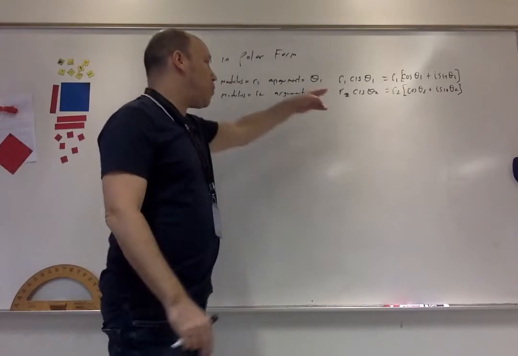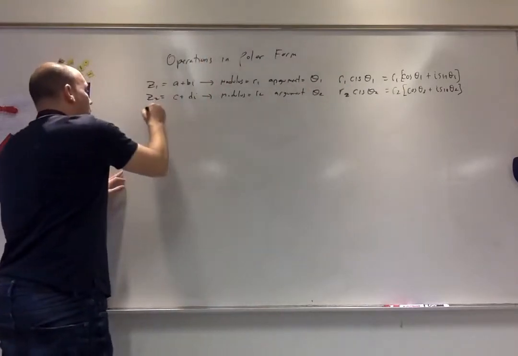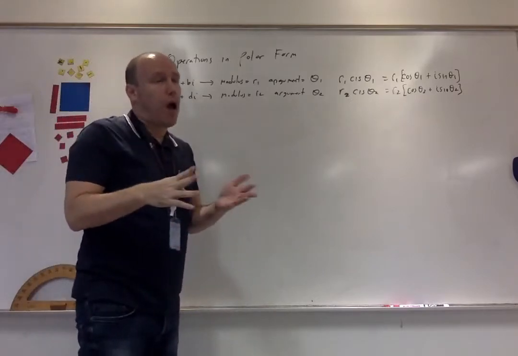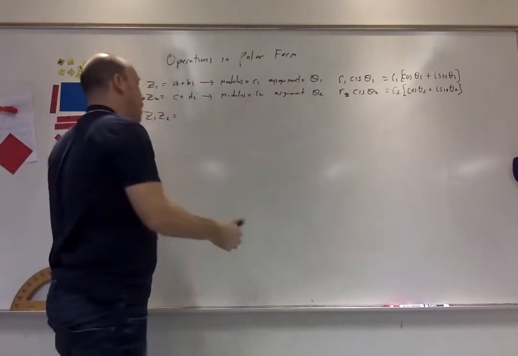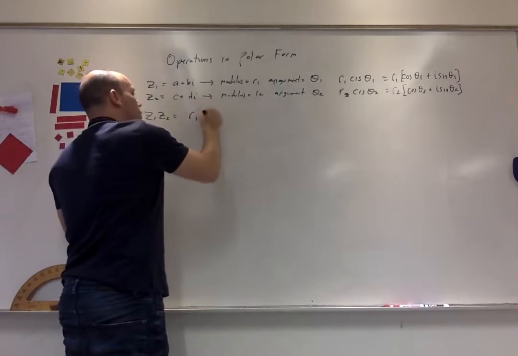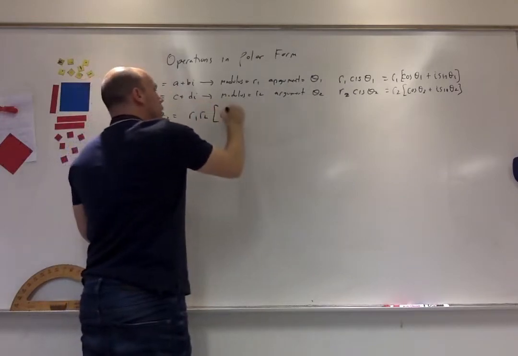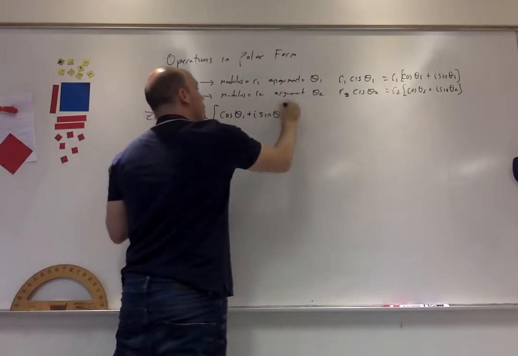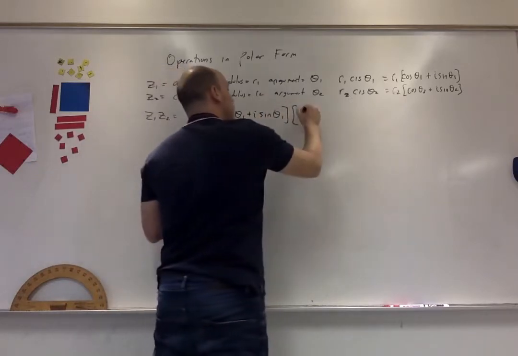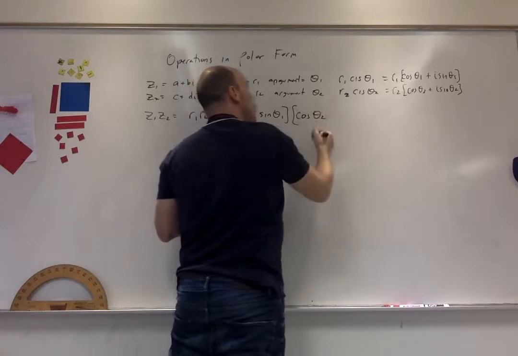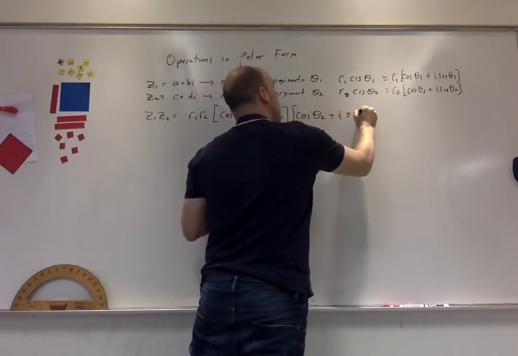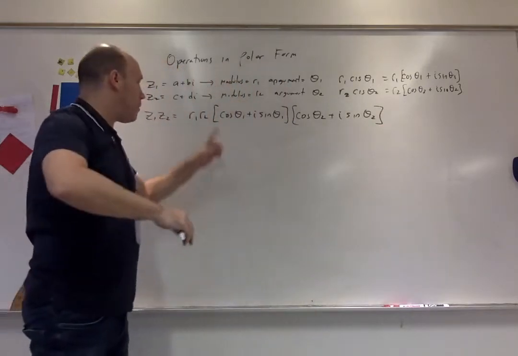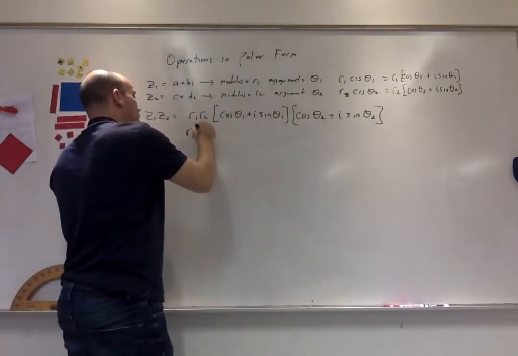So what we're going to do is multiply these two numbers together, z1 times z2. Now, you might have done this last year and you have the notes or not. So let's multiply those two things together. Well, we have r1 times r2 times cosine theta 1 plus i sine theta 1 times cosine theta 2 plus i sine theta 2. Obviously, we'll use the FOIL method, keeping the r1, r2 out here.